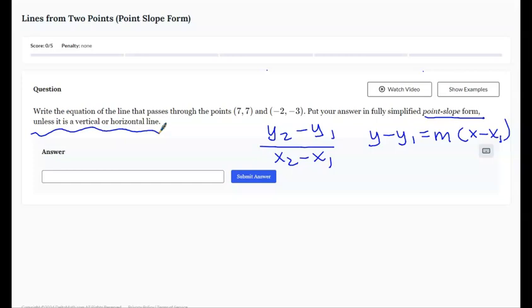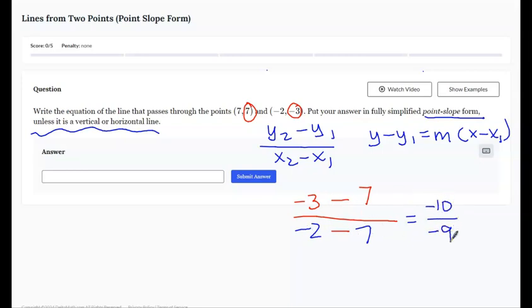So let's take a look at the one we have here. So y2 is -3. And remember, the formula has its own subtraction sign. And the y1 is 7. And the x2 is -2, and the x1 is 7. So here I'm going to get -10 over -9, which is positive 10 over 9. So that's the number that goes here.